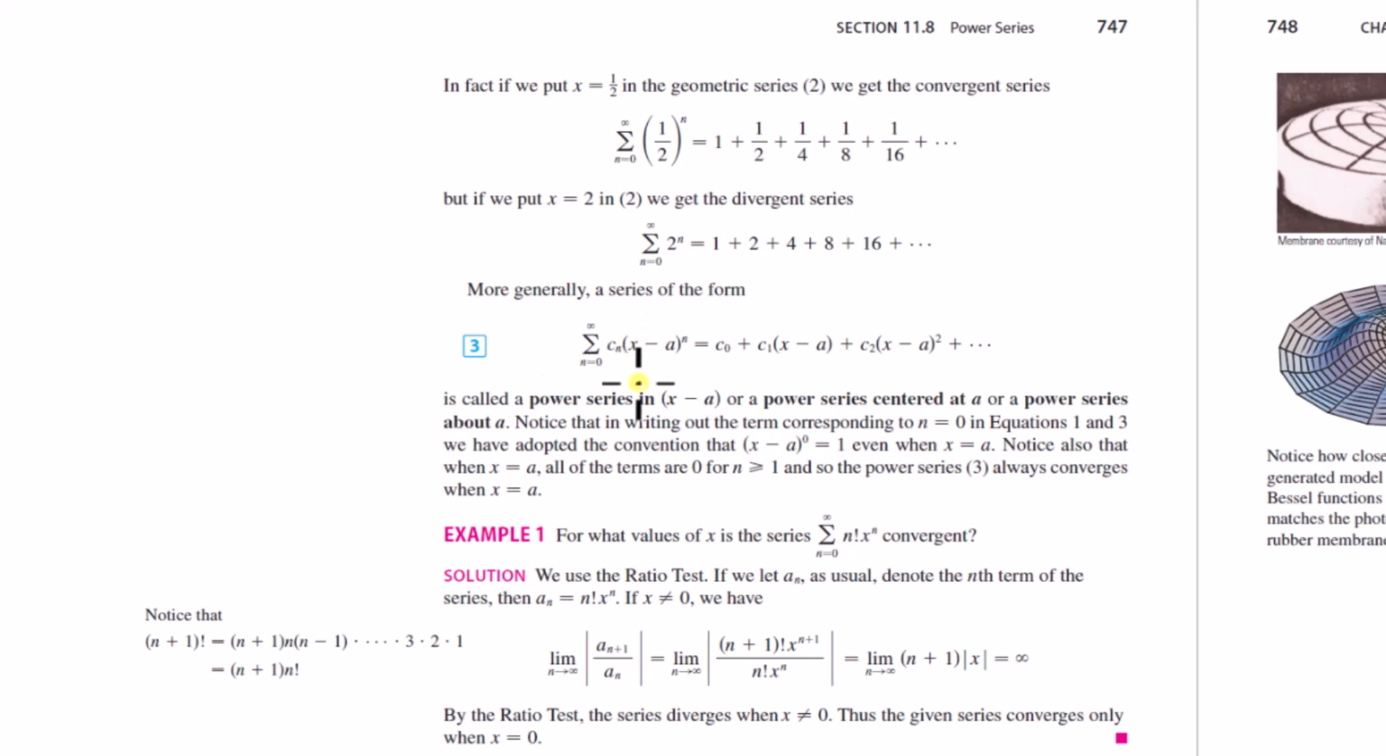It's a convention for the way you define power series. For a power series that's centered about a, if you have x is equal to a, then for the first term, you're not going to get 0 to the 0 and have it be undefined. You just put c sub 0, and then the rest of the terms would go to 0 in that case.